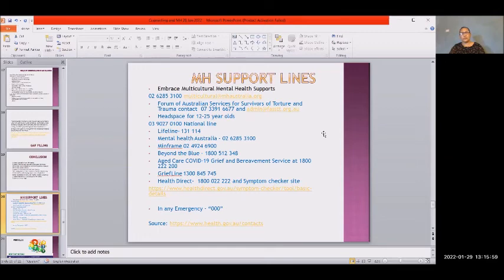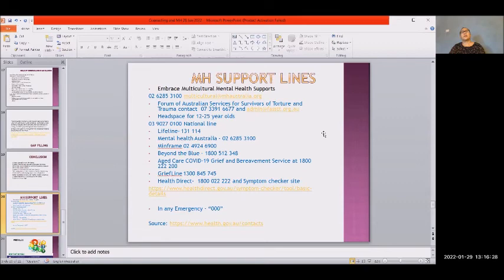And Headspace, if you or your children are below 25 years old, 12 to 25, adolescents or youth. Headspace is a national service funded by the federal government, and there are lots of Headspace offices in different regions and a national number as well. They can be contacted on 0390270100, which is the national number.